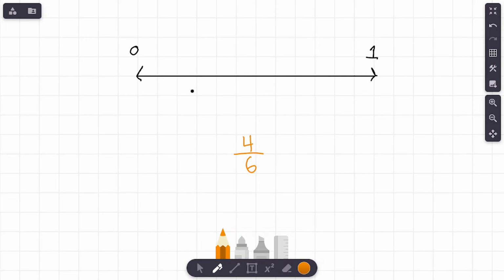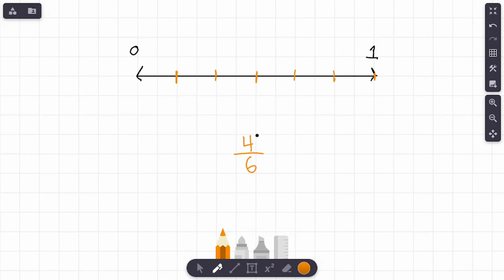So let's see if we can put 4/6 up here. All right, let's see if we can do it here. Our denominator tells us we need 6 equal sections. So here's 1, 2, 3, 4, 5, and 6 over here. Count with me: 1, 2, 3, 4, 5, 6.